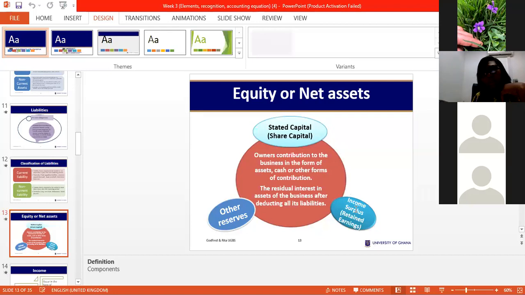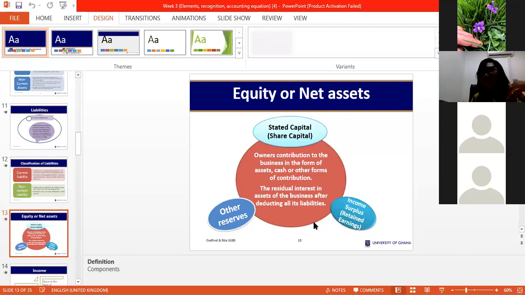But as you go along, you realize that the business is performing well. Anytime the business is performing well, you expect that at the end of every period, they should retain some of the earnings they have gained, okay? And that is retained earnings or income surplus. The surplus of the income after they've taken out all expenses. And that would also be part of your equity.